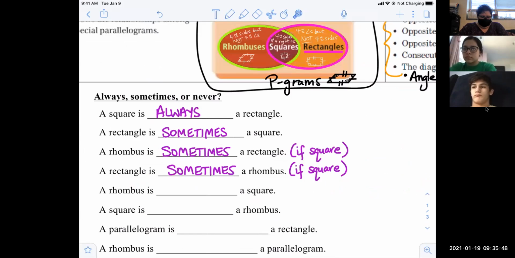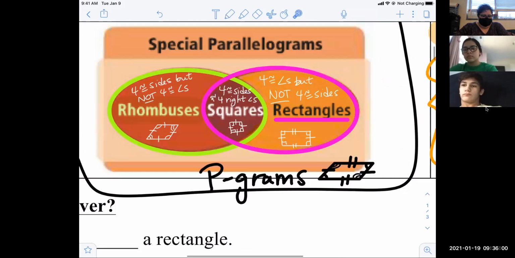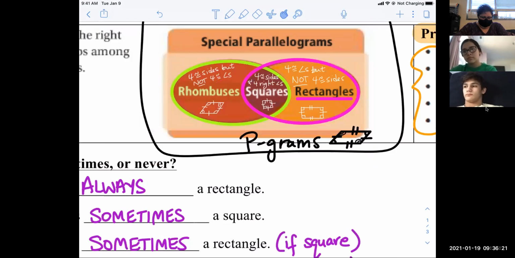A rhombus, always, sometimes, never a square. Leah. Okay, because why? Okay, so if you're a rhombus, you can be a square, but you don't have to be a square. So rhombuses out here don't have 4 right angles, so they're not squares, but it is possible for a rhombus to be a square.